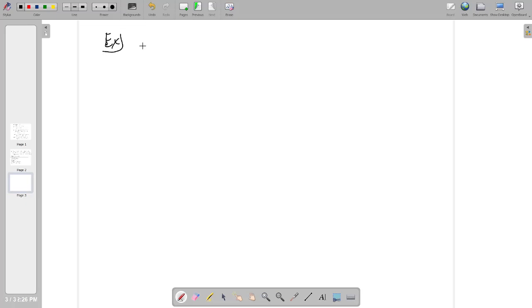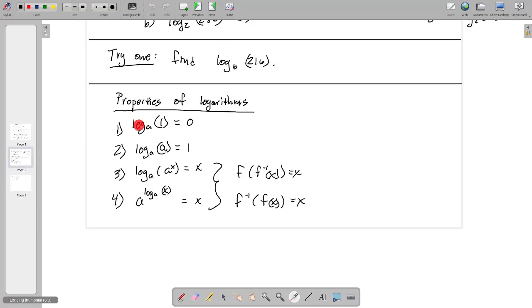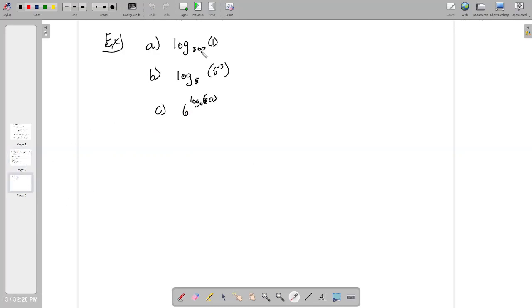Example. Find the following values. A. Log base 300 of 1. B. Log base 5 of 5 to the third. And C. 6 to the log base 6 of 30. This first one is pretty straightforward. It's the exact first property. We're saying 300 to what power gives me 1? That's 0. This is definitely equal to 0.